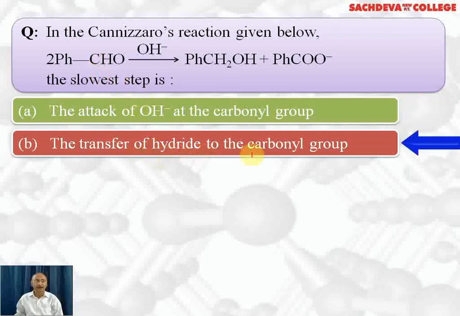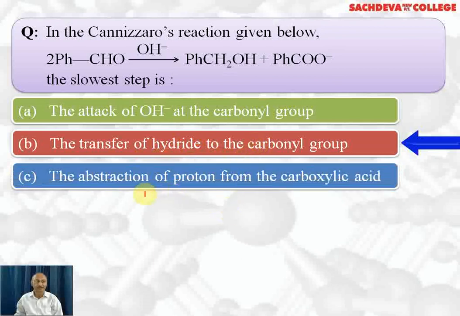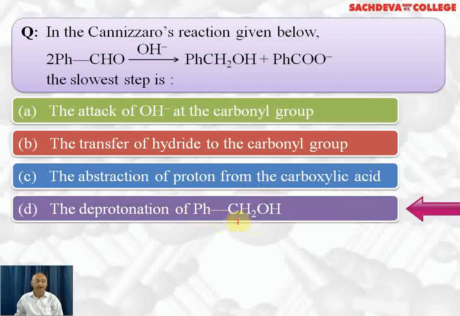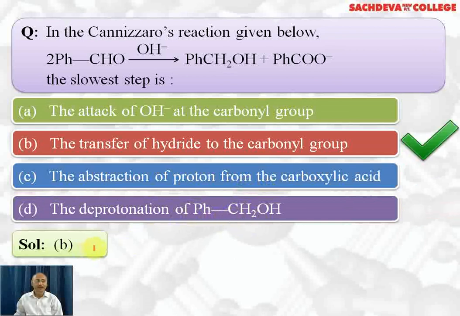The transfer of hydride ion to the carbonyl group is the slow, rate-determining step, because bond breaking is taking place and then the hydride shifts to attack the carbonyl group. So this is the slowest step because it requires higher activation energy or bond dissociation energy. Abstraction of proton from carboxylic acid cannot be the slowest step. The deprotonation of benzyl alcohol also is not the slowest step. Correct answer is B, transfer of hydride to carbonyl group.